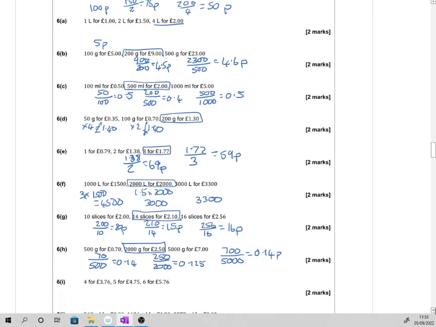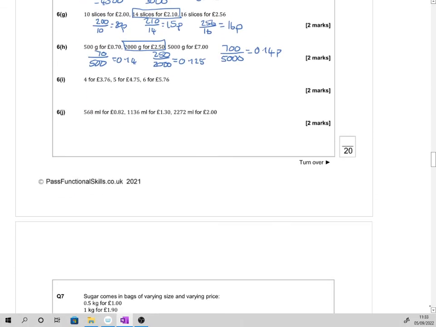Right, let's come down a bit. So many questions here. So divide by 4, divide by 5, divide by 6. 376 divided by 4 is 94. 475 divided by 5 is 95. And 576 divided by 6 is 96. So this one.